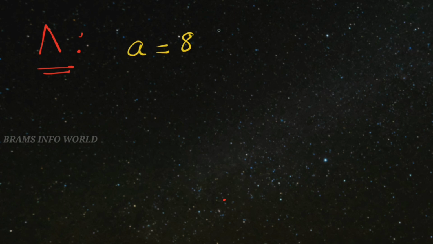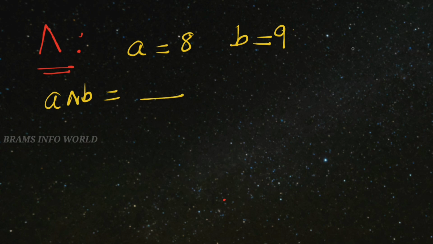Bitwise XOR means, so this is the symbol of XOR. The A value we can take as 8, and the B value we can take as some other value, like 9. So we have to perform A XOR B. How to calculate the A value? As per binary value, 2 cube. 2 cube means 1, remaining all are zeros.